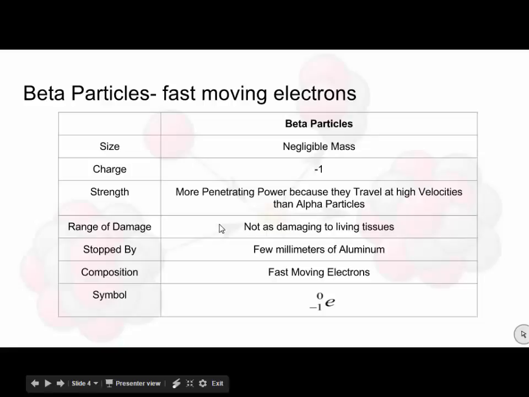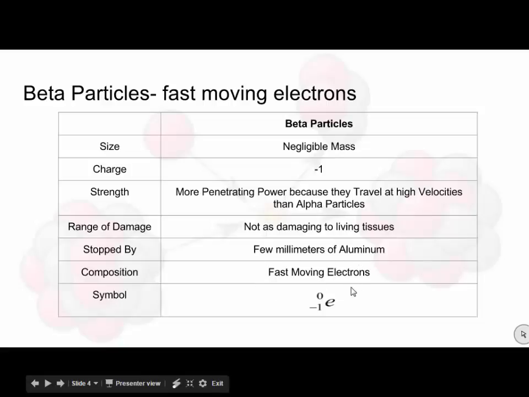If it gets inside your body, it's not as damaging to living tissue, again, because it doesn't have as much charge to it. So we can stop it. Again, it's more penetrating, so we can stop it with a few millimeters of aluminum foil, compared to our alpha particles, which we could stop really easily with air.